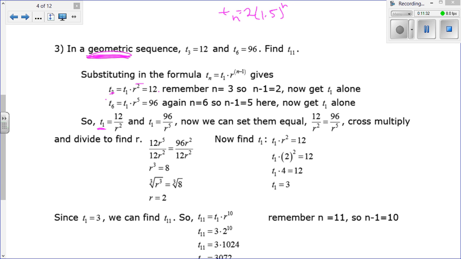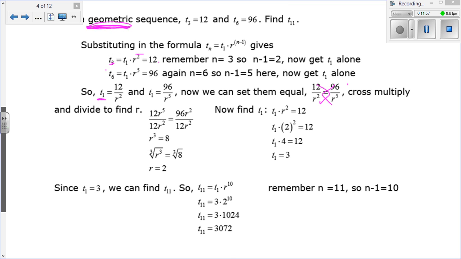Then I have t sub 6, and that's t sub 1 times r to the 5th. That's 96. So again, n is 6, n minus 1 is 5, so now we get t sub 1 alone. Now we can set them equal to each other. 12 over r squared equals 96 over r to the 5th. And we can cross multiply. And when I do that, I would get 12r to the 5th equals 96r to the 2nd.